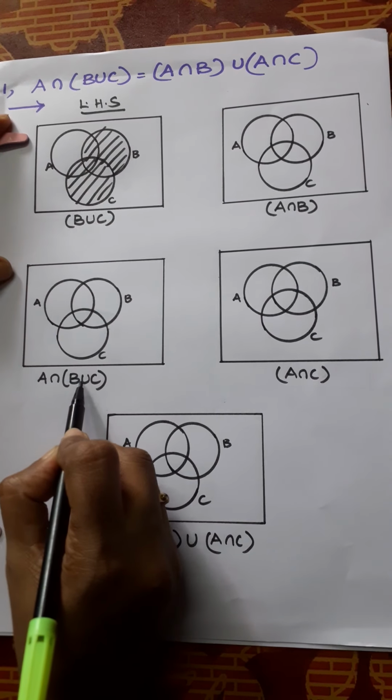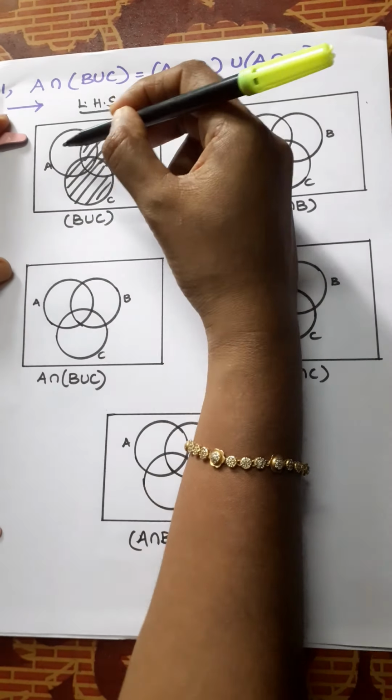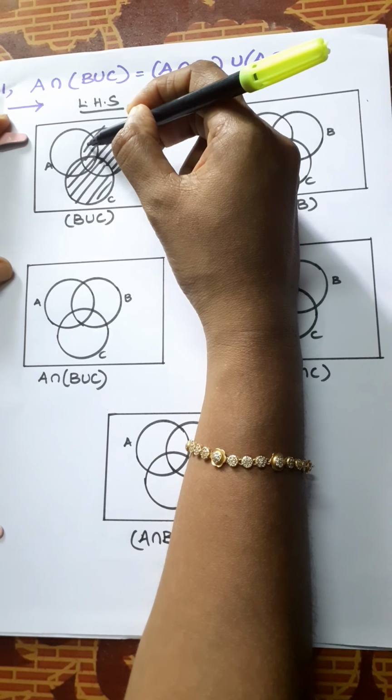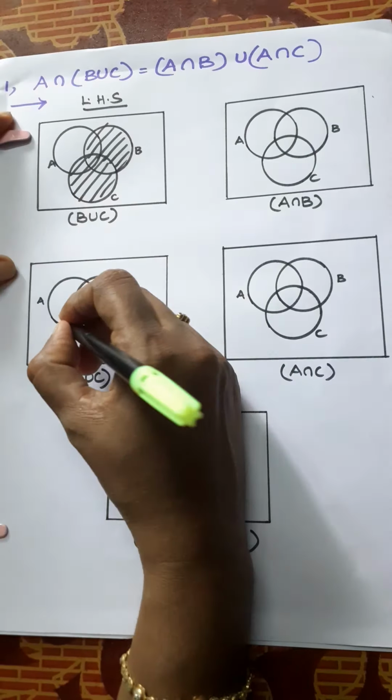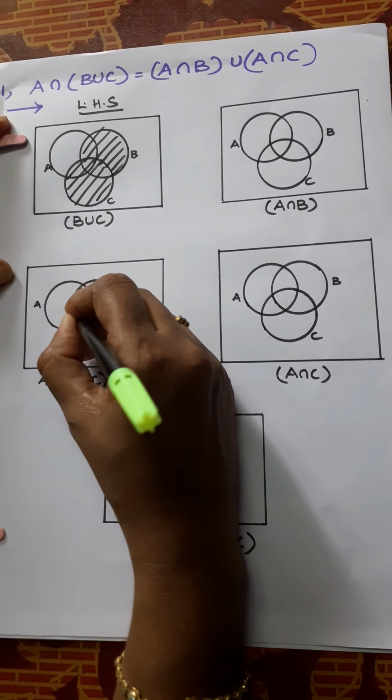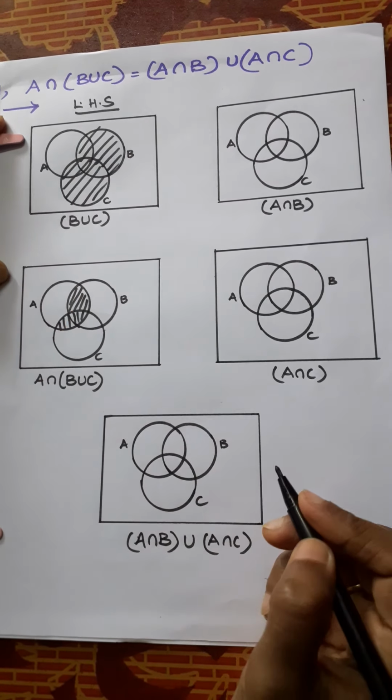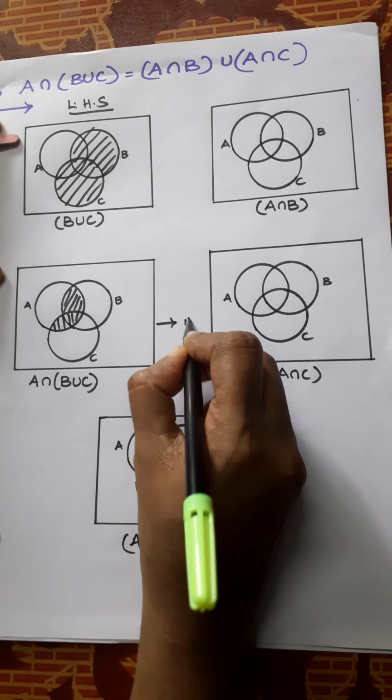Next, A intersection (B union C). We have to select the common element of A and B union C. This part is common. So, we have to select the A intersection (B union C) value. Okay, this is the first equation.